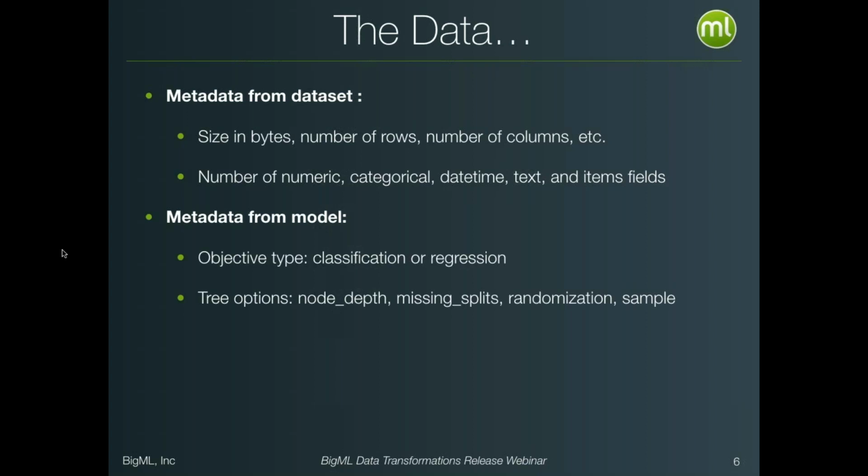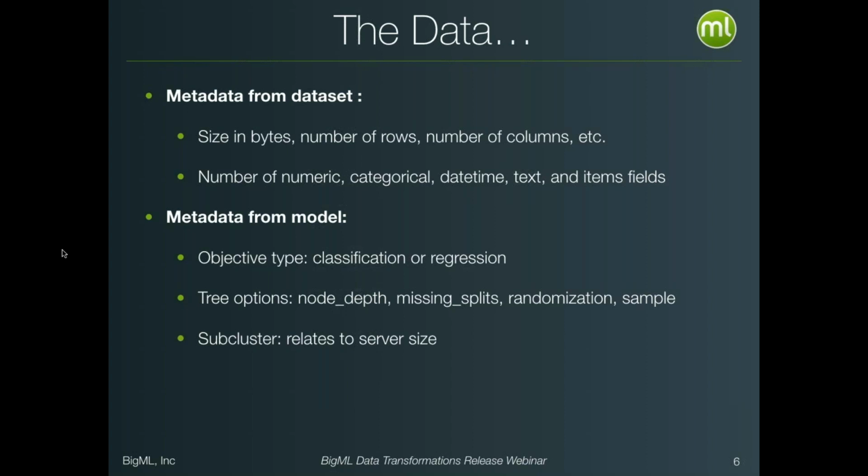There's also all the various tree options, the node depth, how deep we allow the tree to build, whether or not the user wants to include missing splits. Are the splits being made with randomization? Is the tree being built only on a sample of the data versus the whole data set, which of course would definitely impact the computation time? But these are all features that will change our prediction of how long it will take.